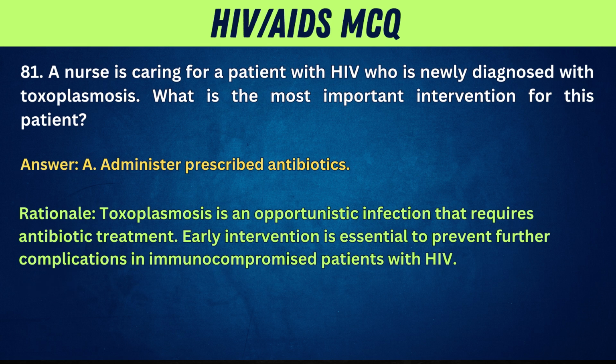Answer. A. Administer prescribed antibiotics. Rationale. Toxoplasmosis is an opportunistic infection that requires antibiotic treatment. Early intervention is essential to prevent further complications in immunocompromised patients with HIV.